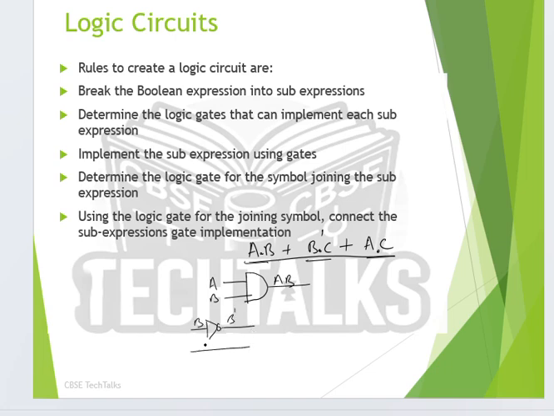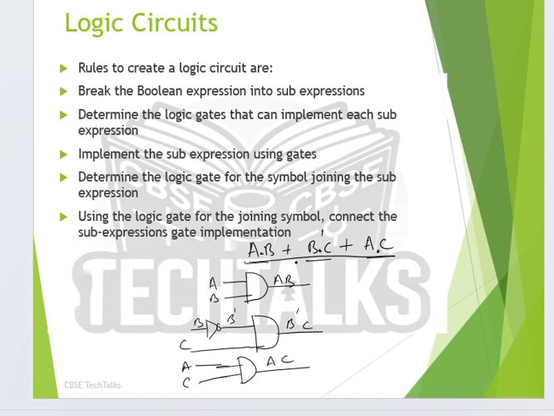And the next one is C. This is C. So again this is an AND gate. So this is B bar C. And the third one is A and C. Again it is also having an AND gate. So A and C. So we have done till here. Implement the sub-expressions using gates. Determine the logical gate for the symbols joining the sub-expressions.